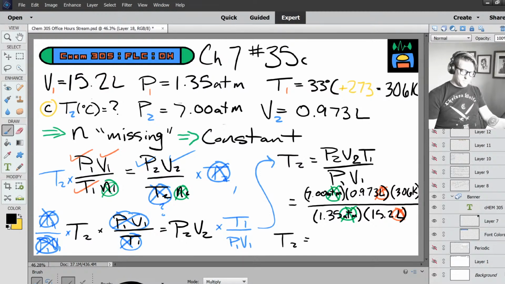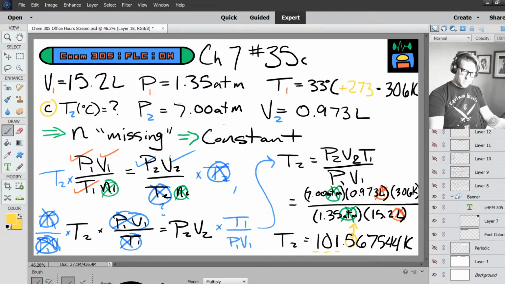So T2 will be equal to 7.00 times 0.973 times 306 divided by 1.35 divided by 15.2. Our temperature comes out to be 101.56754 Kelvin. But we can only keep 3 of these sig figs. So 1, 2, 3. And this 5 will round up.